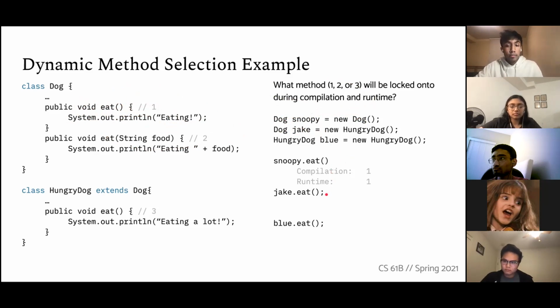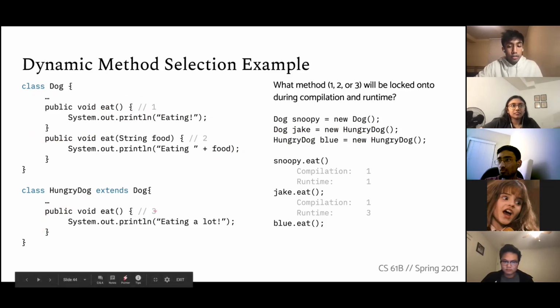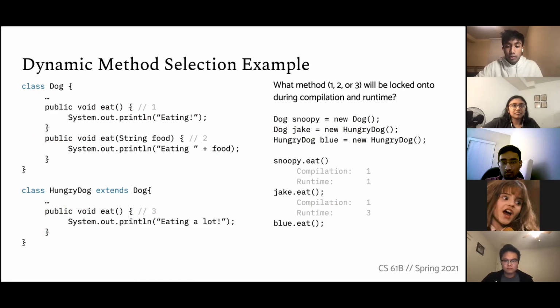What about the compile time method for Jake.e and the runtime? Okay, so you guys are doing great. Really similar to last time, since Jake is a dog, we're gonna lock on to this method, and we're gonna stay here during compile time. But once we go to runtime, we see that Jake's a hungry dog. So we see in hungry dog is there a method with the same method signature that's being overridden. And we see that this is here.